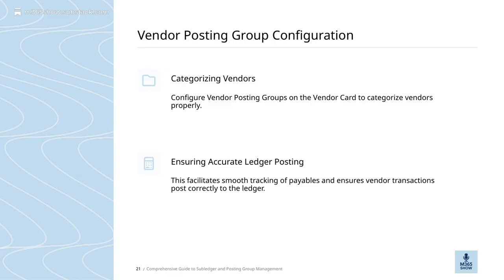So, to sum up, by carefully setting up these vendor posting groups, we facilitate smoother tracking of vendor transactions and improve the overall accuracy of our ledger postings. This step, while small, plays a big role in maintaining clean and reliable financial records, which is the backbone of effective financial management across the organization.